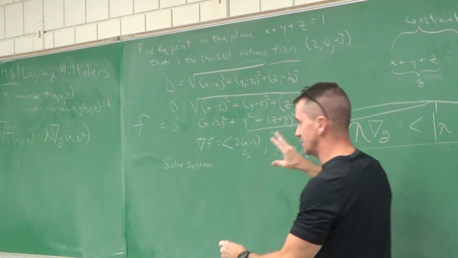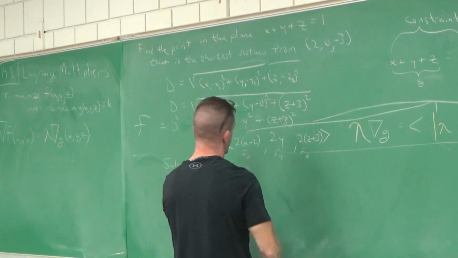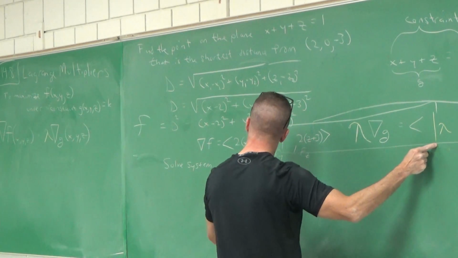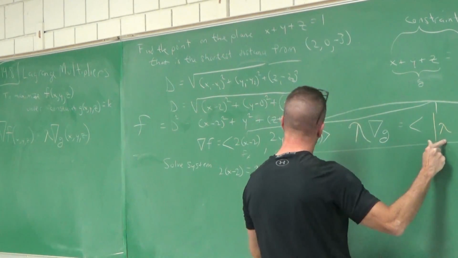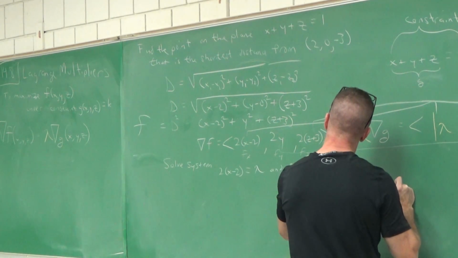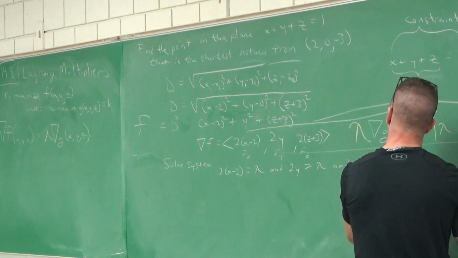Alright? So I'm going to do this. Here's the system we got to solve. What's 2 times x minus 2? What's that got to equal? 1 lambda. And 2y must equal 1 lambda. And 2 times z plus 3 must equal the same.